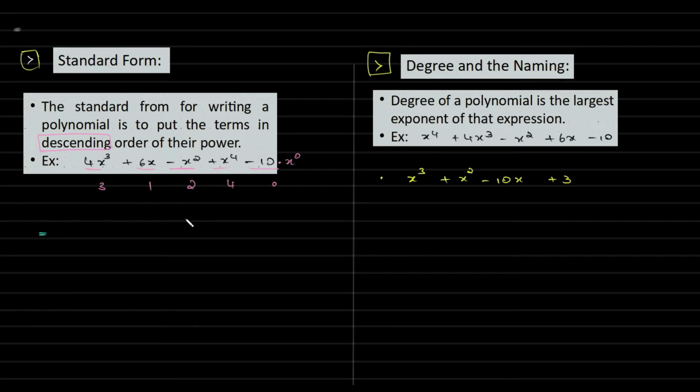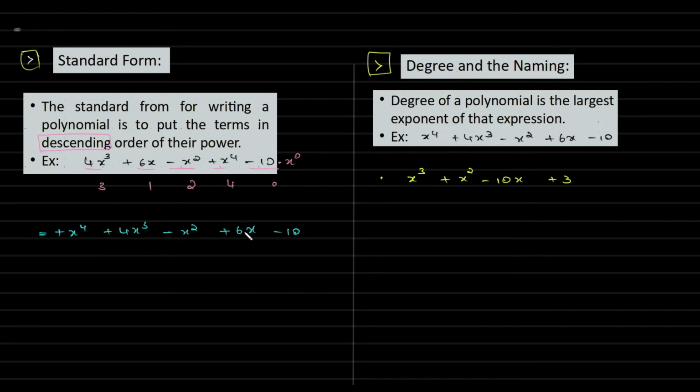Simple. Start with the highest power with its respective sign. So plus x to the power of 4. Next is plus 4x to the power of 3. Next is minus x square. Next is plus 6x. And the last is minus 10. So this is your standard way of representing a polynomial.